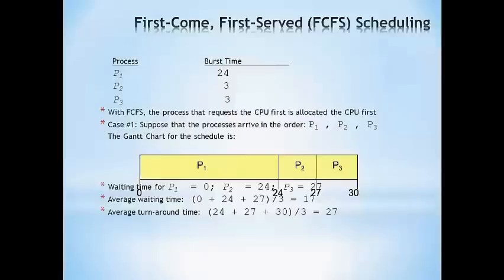Taking the example of P1, P2 and P3, looking at the Gantt chart, we can calculate the waiting time for all the processes. For P1 it's 0, P2 is 24 and P3 is 27. Average waiting time is 0 plus 24 plus 27 divided by 3, that is equal to 17. Similarly, average turnaround time comes out to be 27.